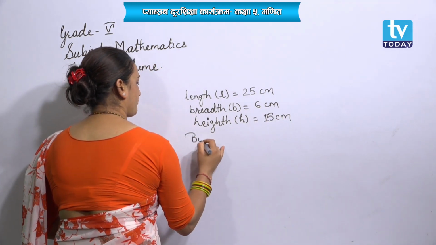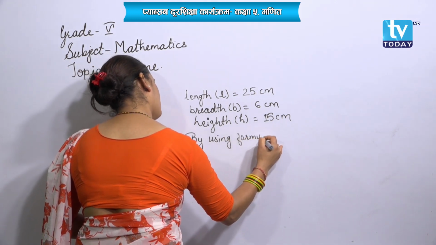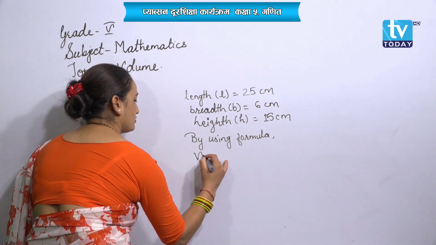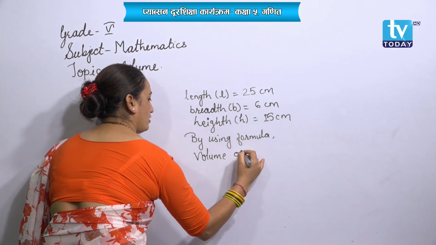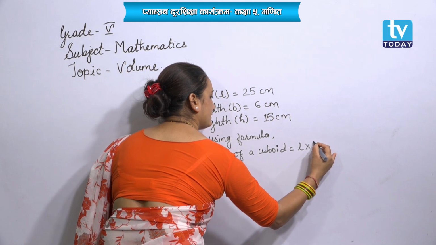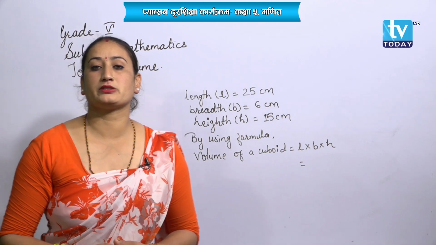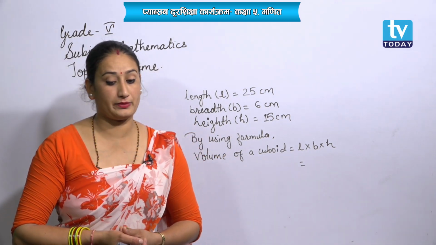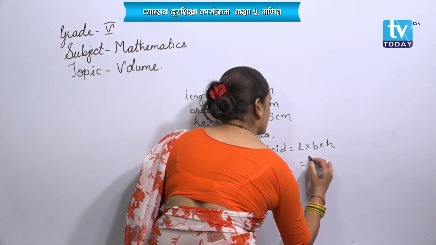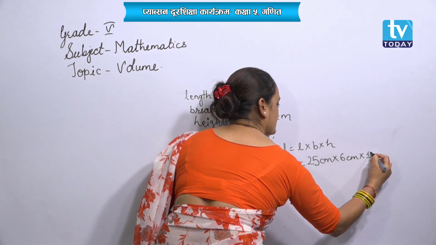So by using a formula, what is the formula of volume of a cuboid? So write down it please. Volume of a cuboid equals to length into breadth into height. That means 25 centimeter into 6 centimeter into 15 centimeter, right? So 25 times 6. 25 cm into 6 cm into 15 cm.